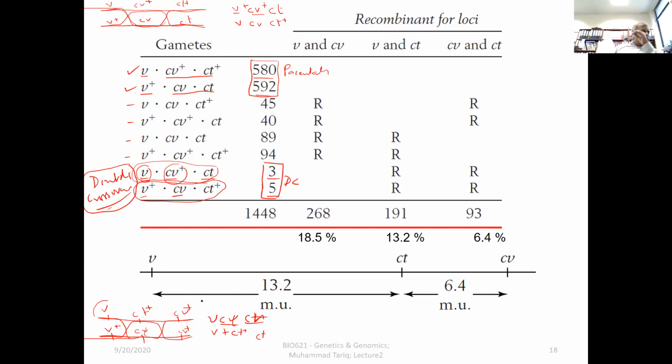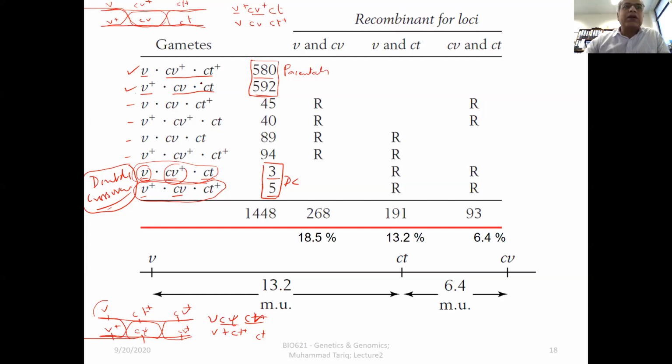So this is not the only way you discover the order. There are other ways as well, other methods as well. Now, we already know the distance between vermilion and cut and cross veinless, etc. But in a 3-point test cross, we get a better and more precise idea. How do we do that?